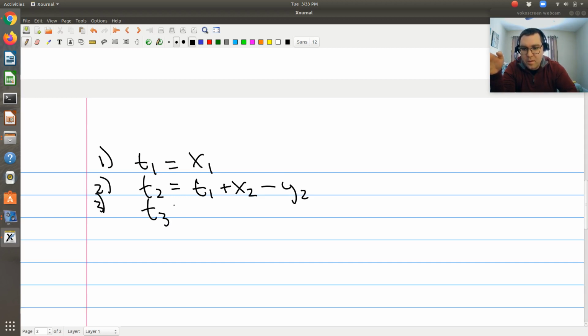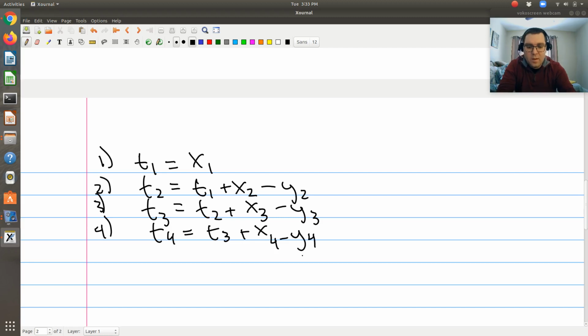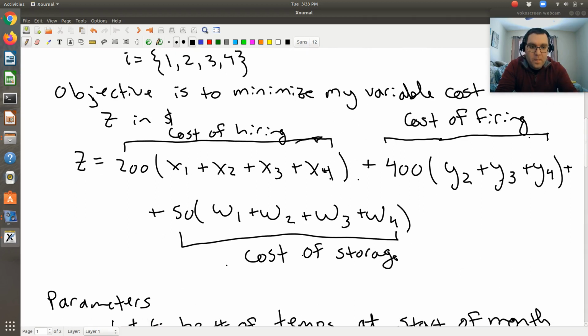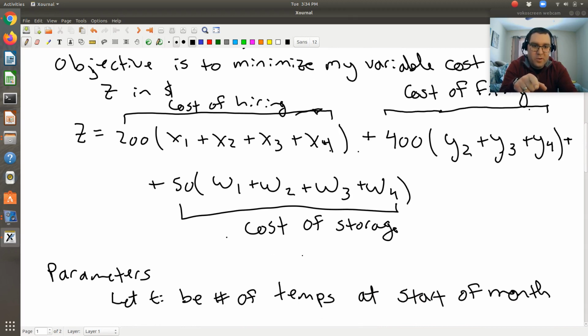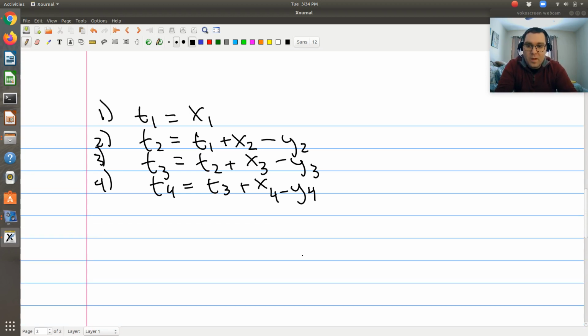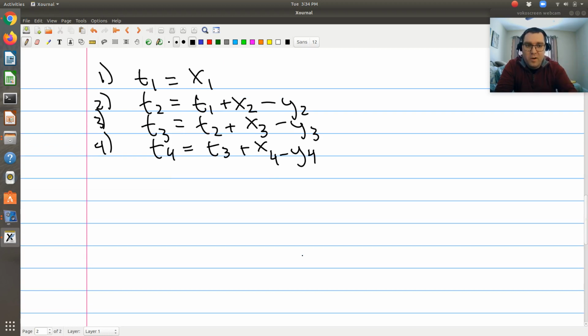Month 3, T3, would be T2 plus X3 minus Y3. And in month 4, T4 would be equal to T3 plus X4 minus Y4. Cool. And this is where, if I wanted to force that everybody's fired at the end of month 4, I could add into my cost equation, 400 times y2 plus y3 plus y4, a T4, which would give me the number of temps I have at the end of month 4. Again, we can see if that affects things when we play around with our Excel sheet.